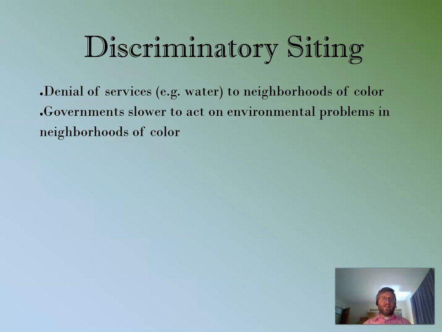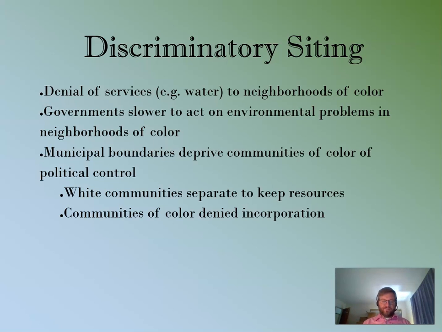We also see governments being slower to act on environmental problems depending on the demographics of the neighborhood they're in. So if you have toxic sites that the government is considering cleaning up, they may prioritize the ones in white neighborhoods over neighborhoods of color. Or enforcement of environmental laws against facilities that may be polluting their environment. We see cases in which that enforcement is systematically biased against violations happening in neighborhoods of color.